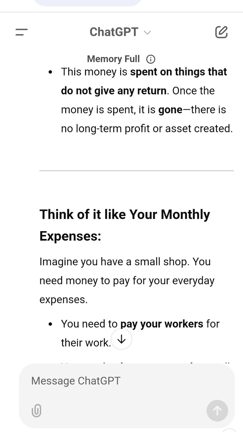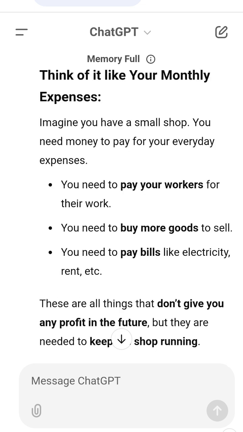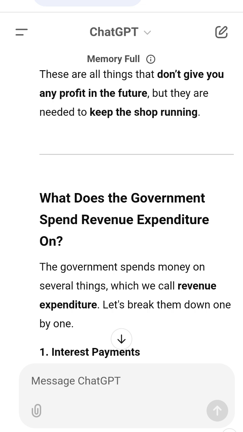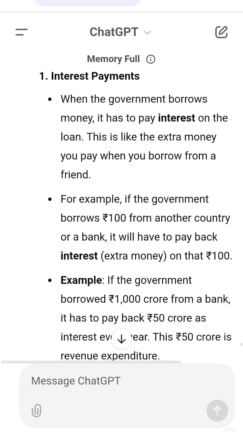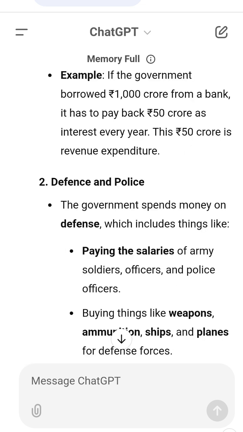Comparison, revenue versus capital expenditure. Revenue expenditure is spent on regular, ongoing costs like salaries, defence, subsidies, with no future return from the money spent. Capital expenditure is spent on long-term investments like buying land, equipment, and creates future assets or value for the government. Example, paying a teacher's salary. Example, buying machinery for a power plant.